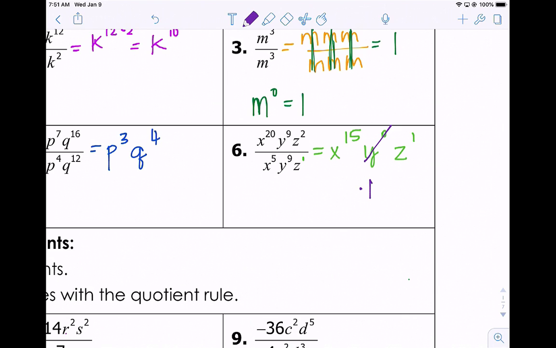So we're multiplying all of these. Z to the 1 is the same thing as just z, and x to the 15 is still x to the 15. So x to the 15 times 1 times z, well, 1 doesn't change the answer, so we actually would just take that out. So our final answer would just be x to the 15 z. And that's it. So basically all of our y's canceled out. They just all went away because when we subtract those, we get 0, and anything to 0 is 1.